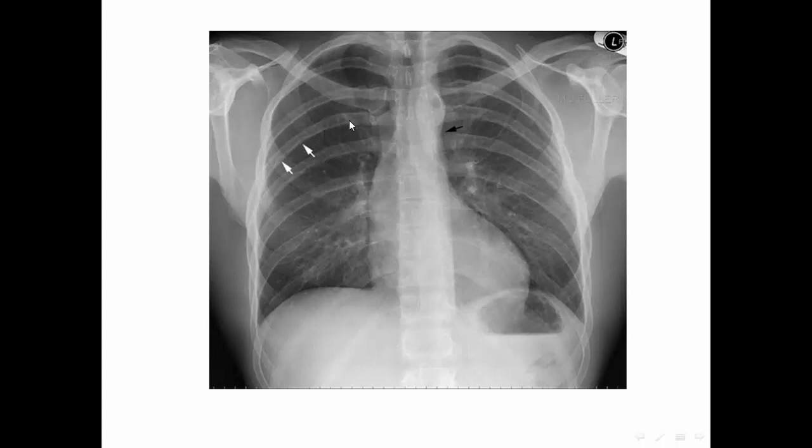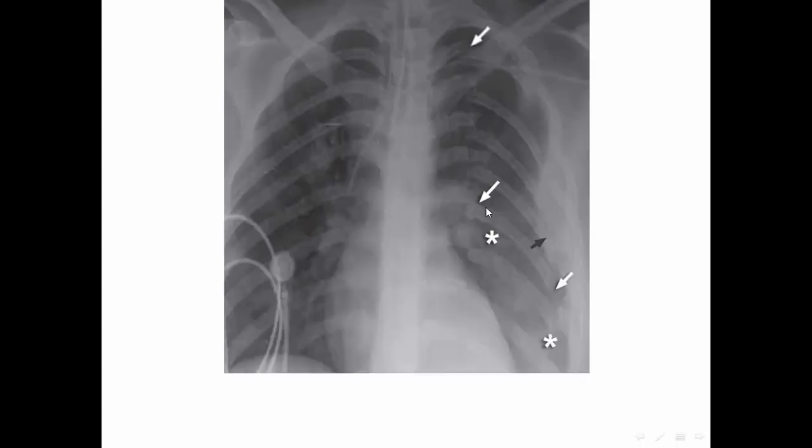In this case, it's clearly an inferior rib notching in coarctation of the aorta. In this case, look at the fractures, multiple fractures, and this is flail chest, okay, because there are two sites of fracture in 3 or more consecutive ribs.